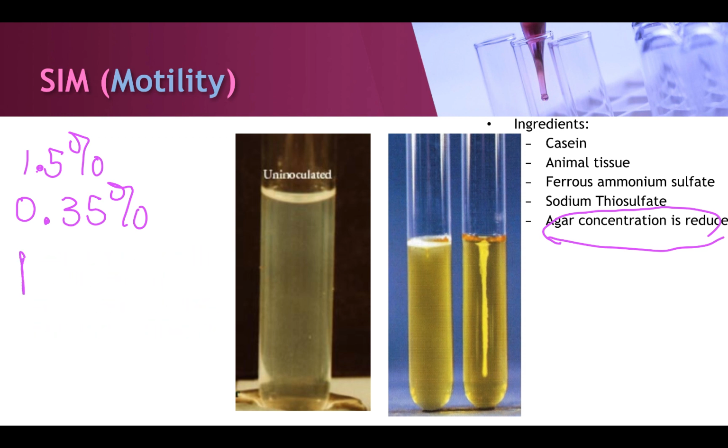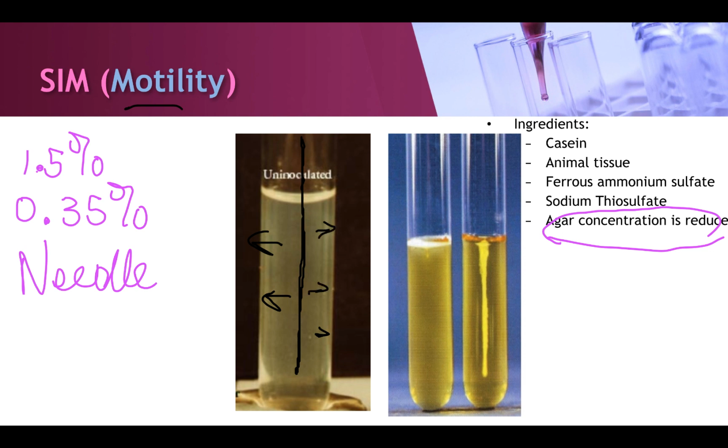For the SIM, we use a needle. And what we do is once the needle is incinerated and you pick up microorganism, you will take the uninoculated tube and go straight down with the needle and right back up along that very same stab line. If the microorganism is motile, meaning that it possesses flagella and it's able to move about, it will not stay in the stab line. It will move outwards and radiate outward from the stab line. However, if the organism is not motile, it will remain in the stab line and grow there alone.